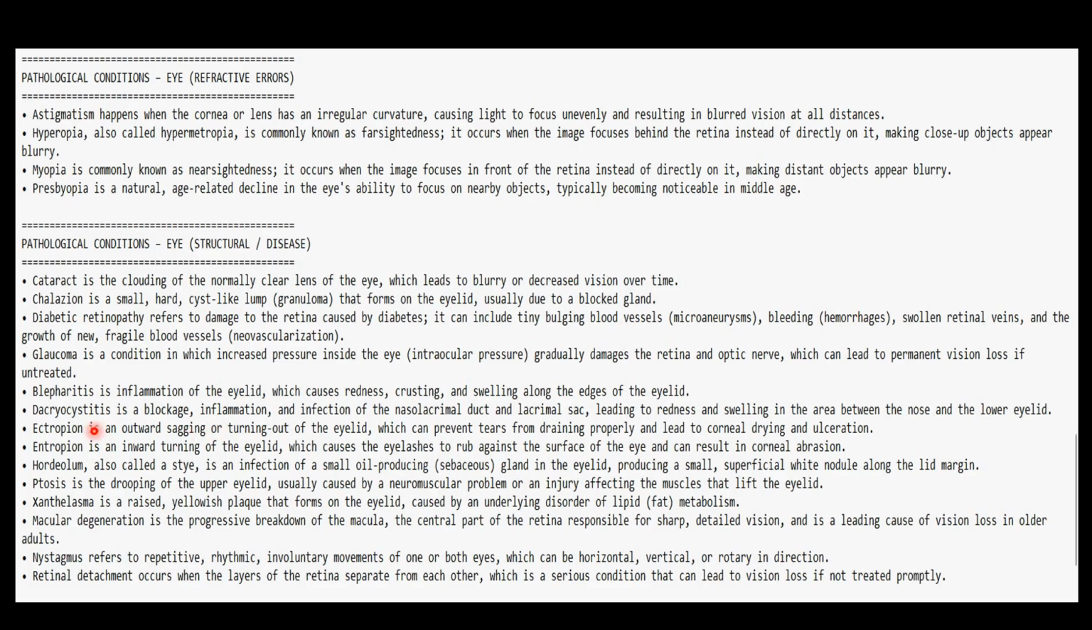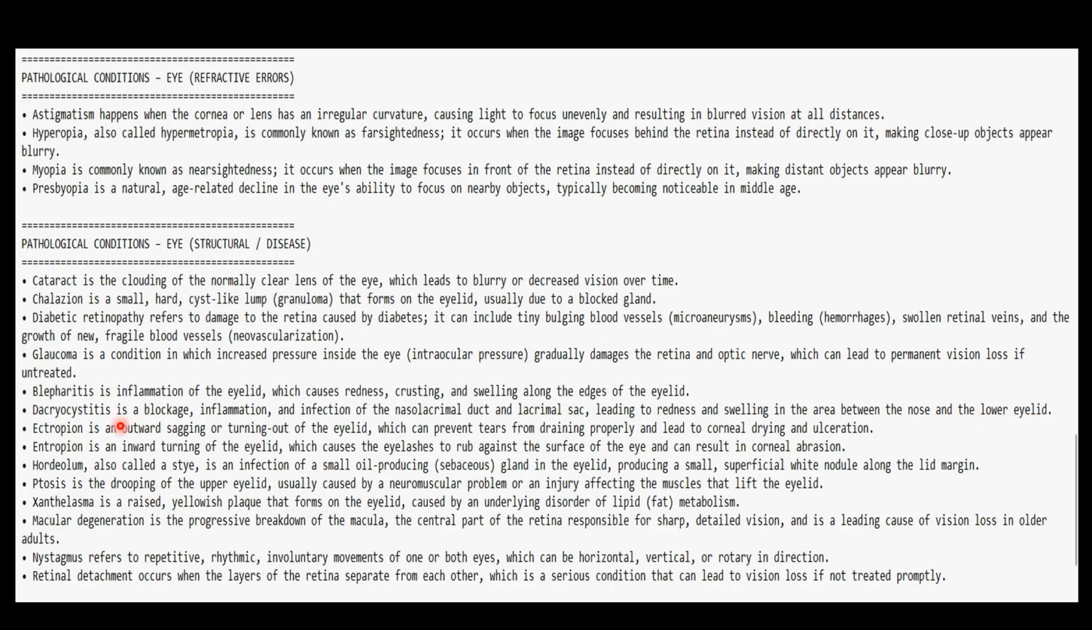After that we have dacryocystitis, which is a blockage, inflammation, and infection of the nasolacrimal duct and lacrimal sac, leading to redness and swelling in the area between the nose and the lower eyelid.